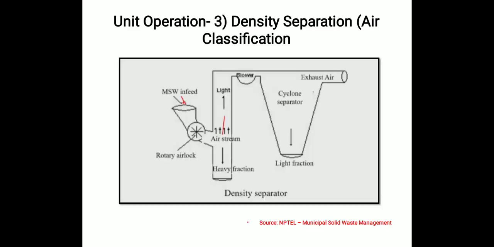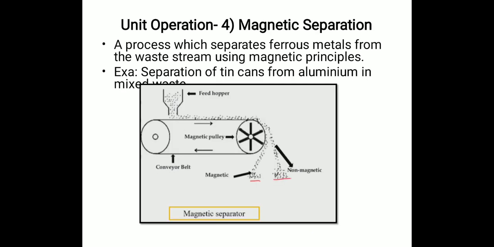This picture shows the density separation, where municipal solid waste is fed from the inlet, and air is provided from the bottom, and the lighter particles are collected at the top surface, while at the bottom we will get heavy fractions having a higher density, while from the outlet air is exhausted. Next unit operation is the magnetic separation.